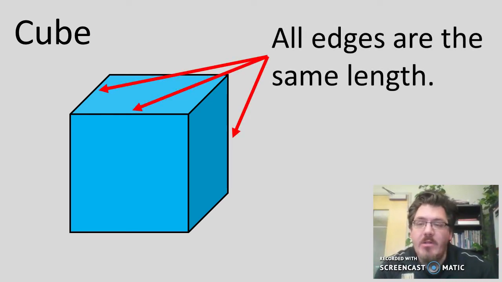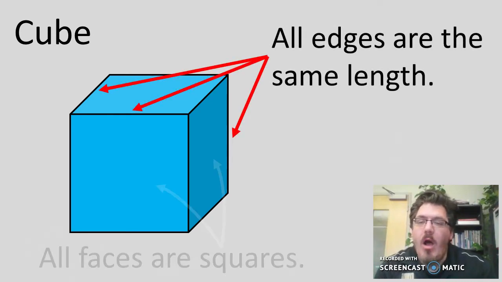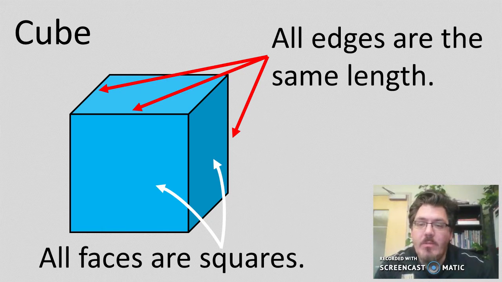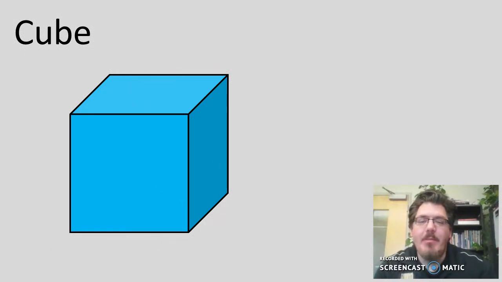All of the edges are equal in length, and all of the faces are squares. At this point, the use of terminology like edge and face is not as important as your child simply recognizing what a cube looks like. Cubes are the basic building blocks of other solids, so identifying what a cube looks like is essential.